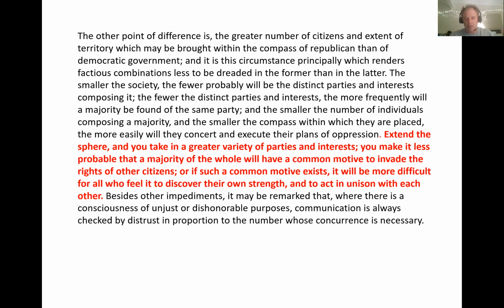So the key passage in Federalist 10, I have excerpted here in red: extend the sphere. So Madison is talking about a larger size of a country. You take in a greater variety of parties and interests. You make it less probable that a majority of the whole will have a common motive to invade the rights of other citizens, or if such a common motive exists, it'll be more difficult for all who feel it to discover their own strength and to act in unison with each other.